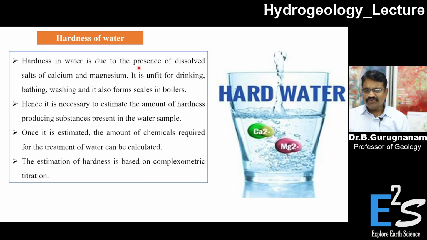Hardness in water is due to the presence of dissolved salts of calcium and magnesium. The hardness is always represented by using these two parameters. It is unfit for drinking if it has an excess content of calcium and magnesium. You cannot use it for the purpose of bathing, washing, and it also forms scales in boilers. Hence, it is necessary to estimate the amount of hardness producing substances present in the water sample. Once it is estimated, the amount of chemicals required for the treatment of water can be calculated. The estimation of hardness is based on complexometric titration.